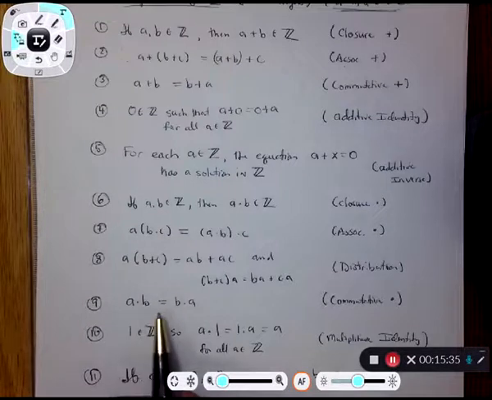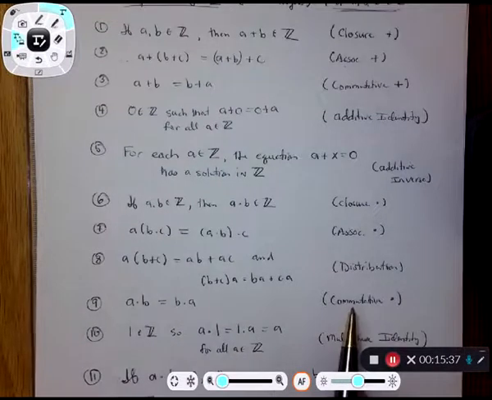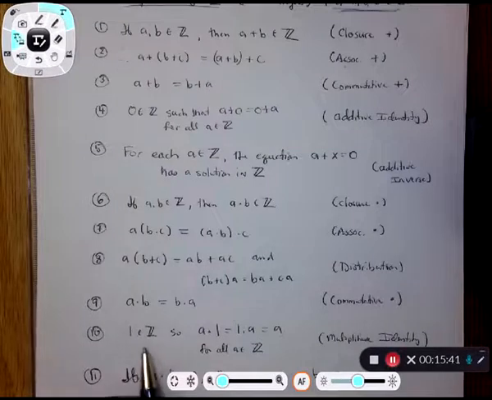A times B is equal to B times A. That's called the commutativity property under multiplication. 1 is an element of Z, such that A times 1 equals 1 times A, which is A, for all integers A in Z. And that's called the multiplicative identity.